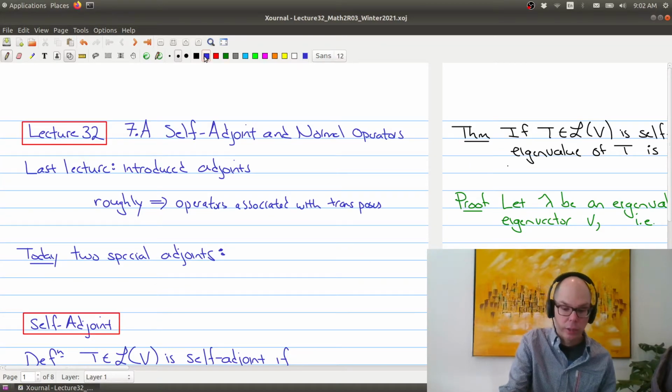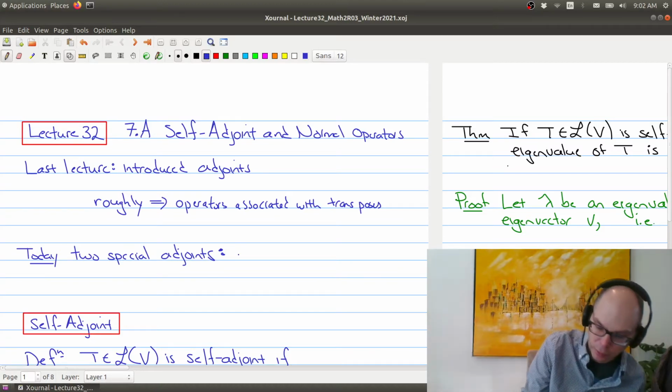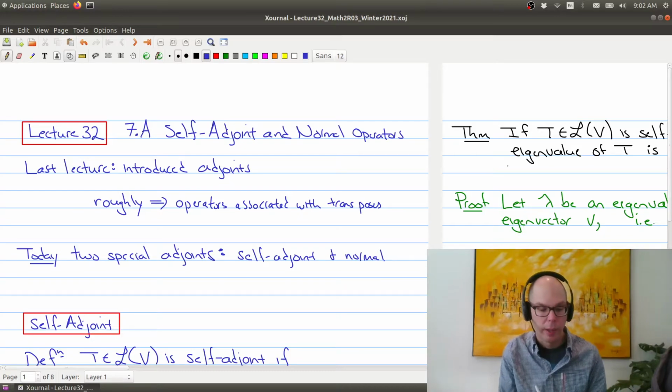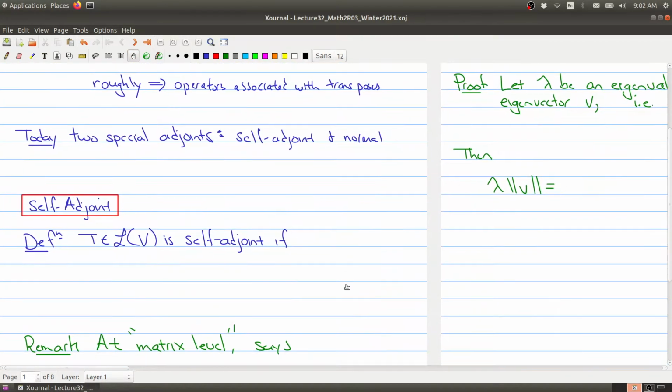In today's lecture, our goal is to introduce two special types of adjoints. We'll be looking at linear maps whose associated matrix comes from a transpose, but with some extra special properties. So we're going to be looking at what are called self-adjoint operators, and what are called normal operators. These are our two special types that we're going to be looking at today. The first two parts of today's lecture are going to be on the self-adjoint operator.